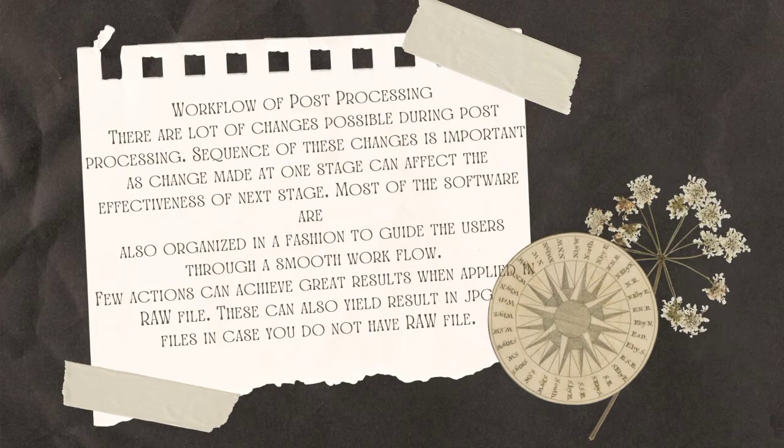Workflow of post-processing. There are a lot of changes possible during post-processing. The sequence of these changes is important, as a change made at one stage can affect the effectiveness of the next stage. Most of the software is also organized in a fashion to guide the users through a smooth workflow. Few actions can achieve great results when applied to a raw file. This can also result in good JPEG files in case you do not have a raw file.